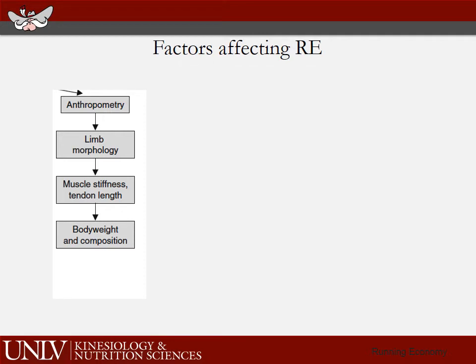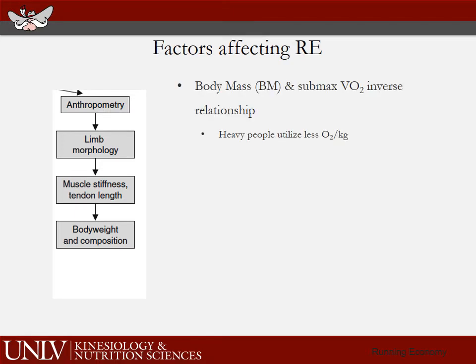So now I want to break up that little diagram into the individual components. We're going to start with anthropometry. And there's an inverse relationship between body mass and submaximal cost of locomotion or running. Heavy people utilize less oxygen. So the heavier you are, the less oxygen you utilize. Typically this kind of goes into play with heavy people being generally less aerobically trained. And that is truly kind of where this is.